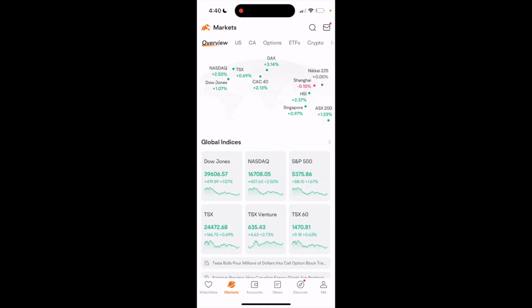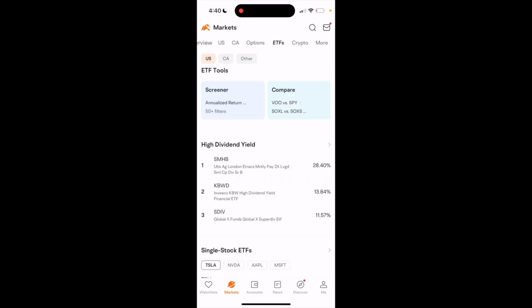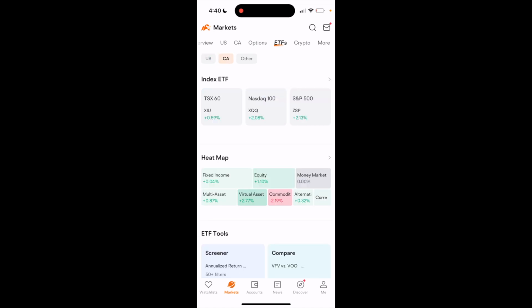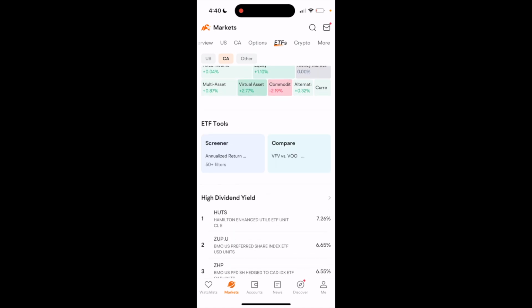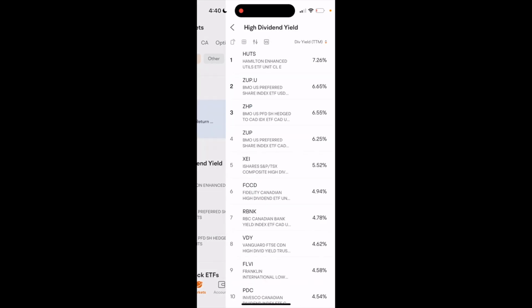Once you're here, I want you to slide this top bar to where it says ETFs. And where it says US right now, I want you to press on CA so that's highlighted, that orange color. And once you're here, I want you to scroll down towards this high dividend yields right here.